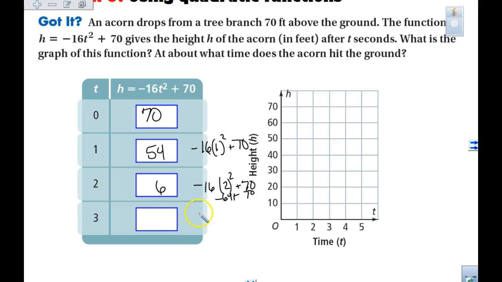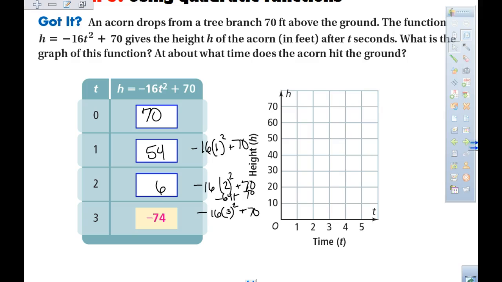The next one, at 3 seconds: -16 times 3 squared, plus 70. By all means, use your calculator. Positive 9 times -16 plus 70. So, -74. So we're going to plot the points. 0, 70, that's where it started.